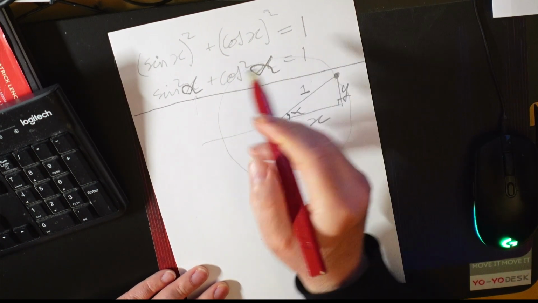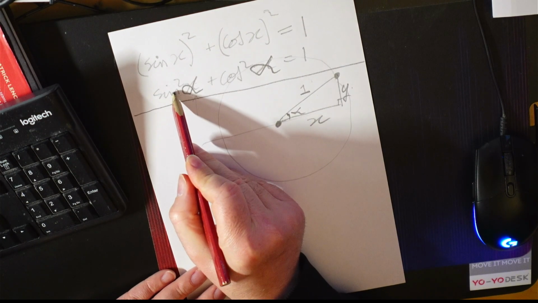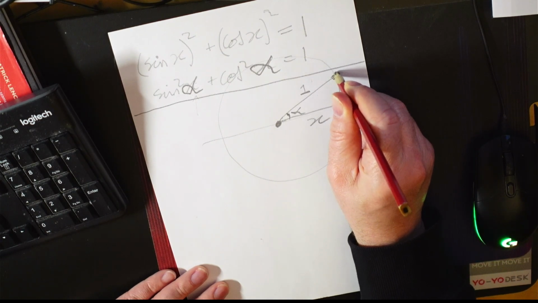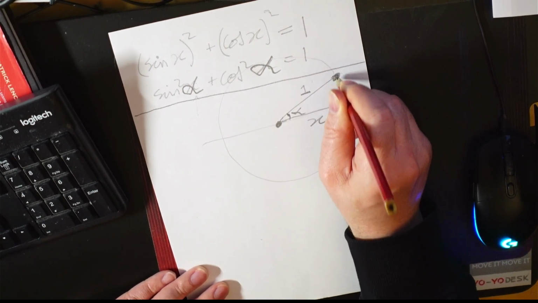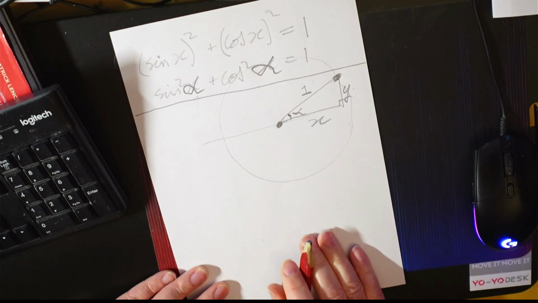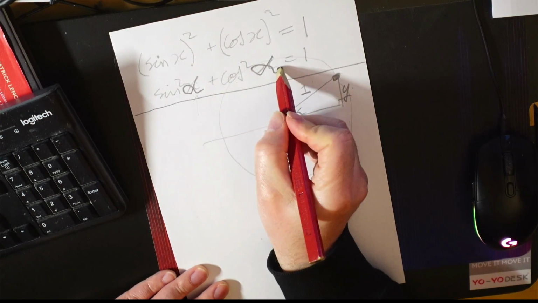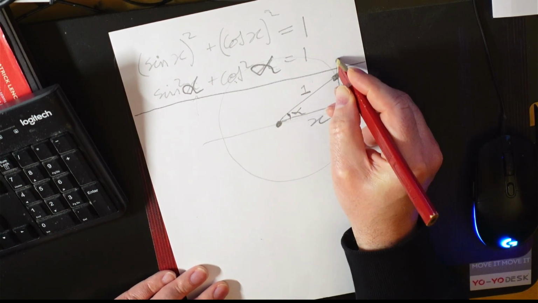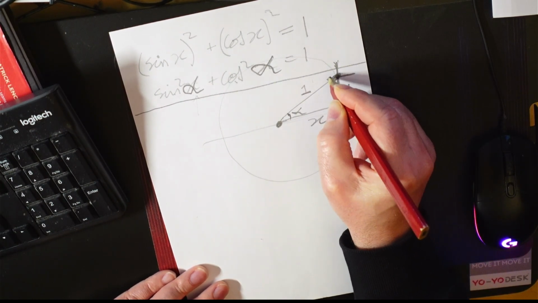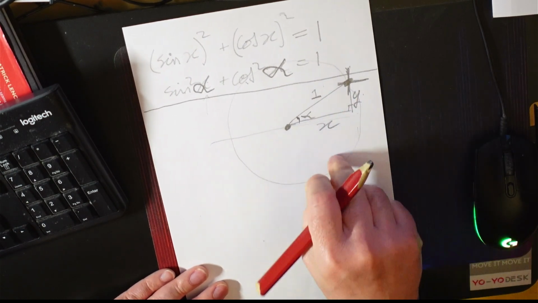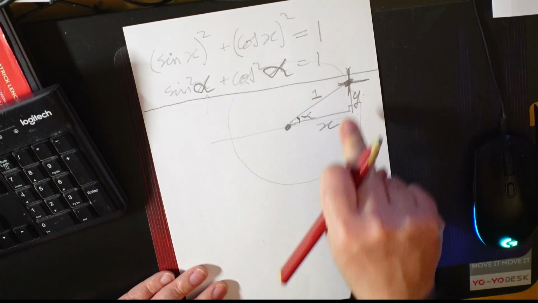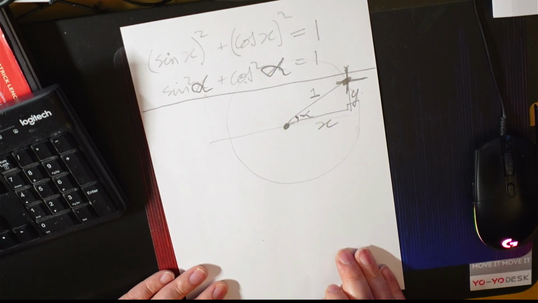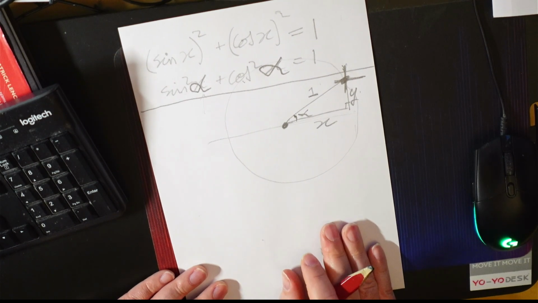And the definition of sine is the position on the y-axis of this point. And the definition of cosine of alpha is the x-coordinate. Sine and cosine are telling you the coordinates of a point on a circle of radius 1. That's all they are doing. That's it.